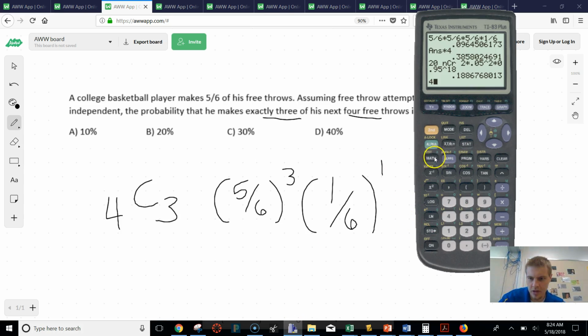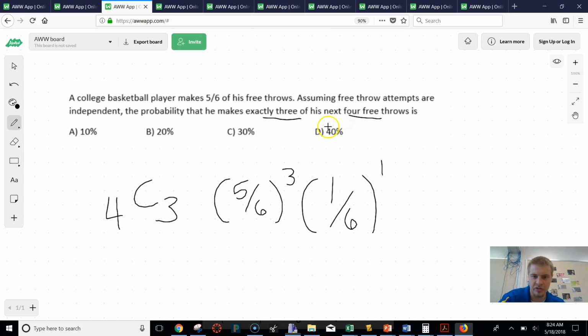So 4 math choose 3 times 5/6. Oops, I put 8/6, that'd be bad. 5/6 to the third times 1/6 to the first. I guess I really don't have to put it to the first, but that's okay. And we can see that's 39%, so the closest answer to that would be 40% right there. Let's try the next one.